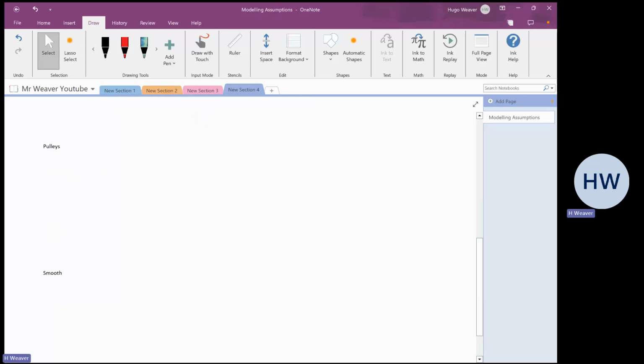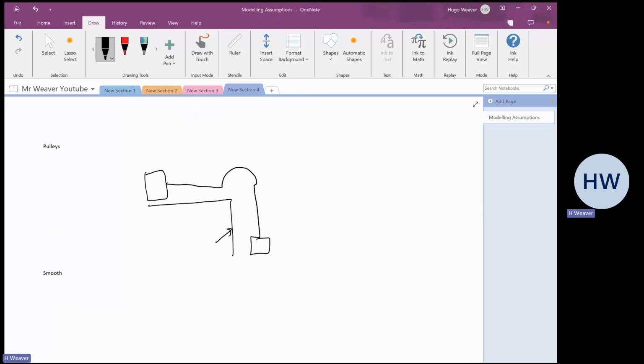Now with pulleys, imagine that's the table, and then this is the table leg here. What we're saying with this pulley here, and one of the words that they use is smooth, is that there's no friction working on it. And that's the same with this table. This table we're going to presume is smooth. The reason we presume it's smooth is because there's no friction working on it, and we know it's smooth because there's no lines drawn here.